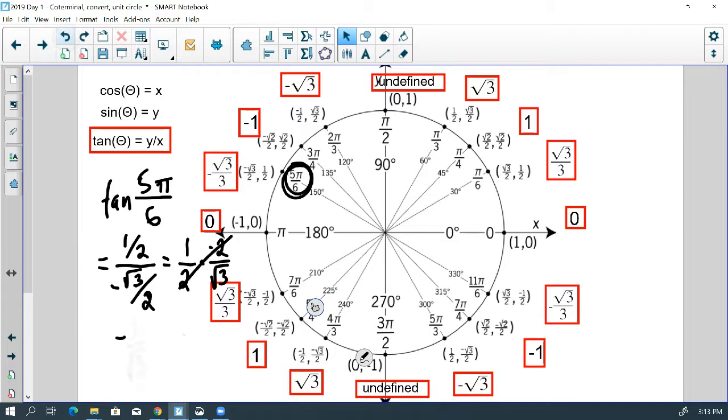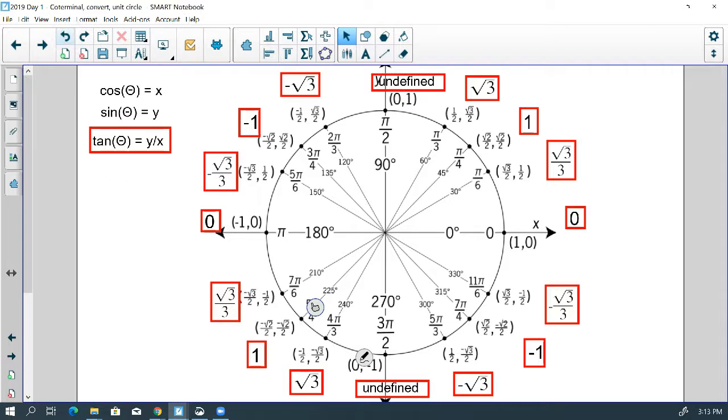So the red boxes are designed to save you some time. If you can commit them to memory, they all represent the tangents. Tangent is y divided by x. But where have you seen that before? Where have you seen y divided by x? Hopefully you're thinking the slope. The slope of a line is the change in y over the change in x.